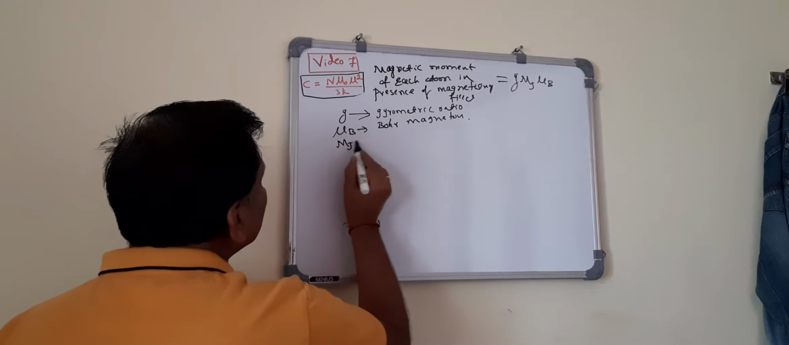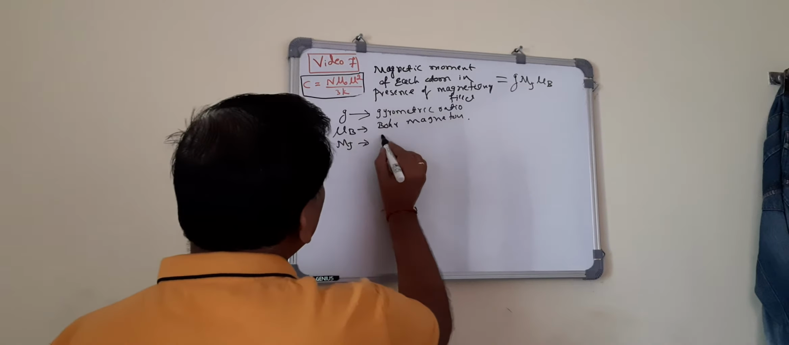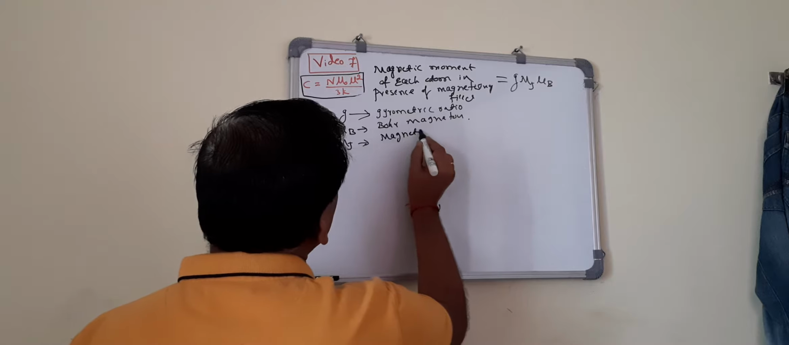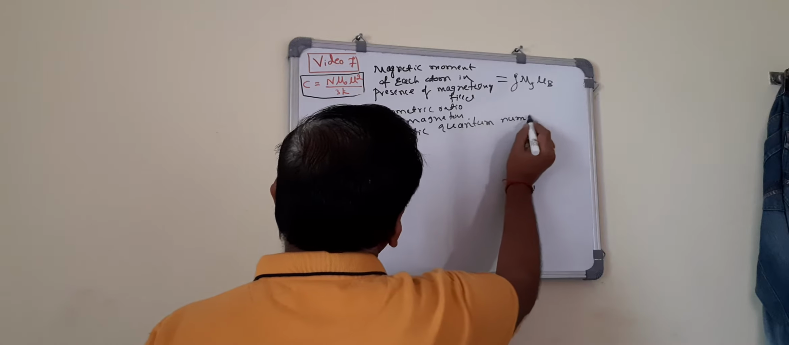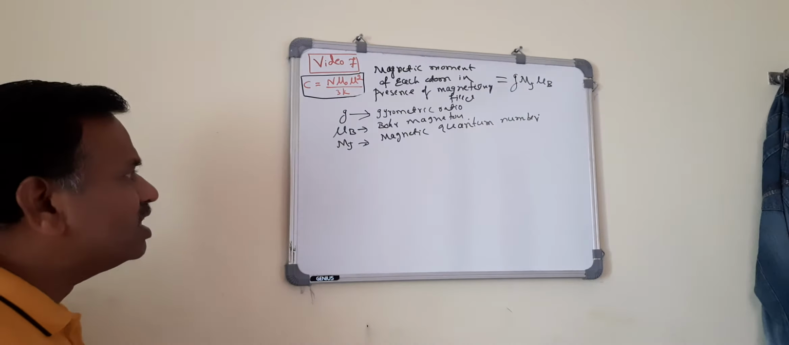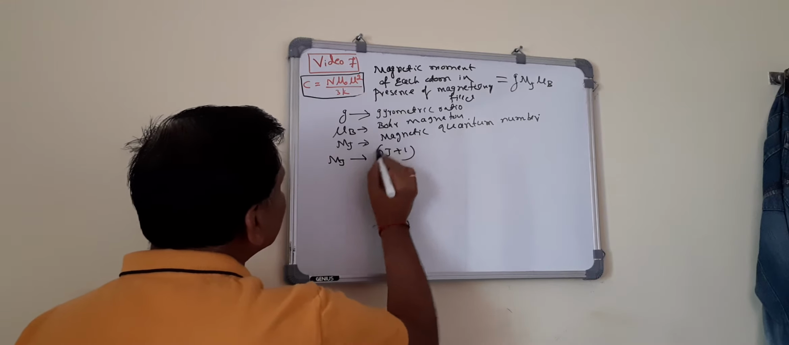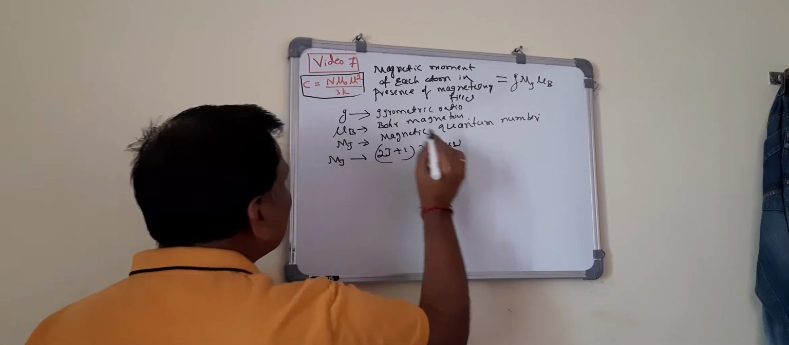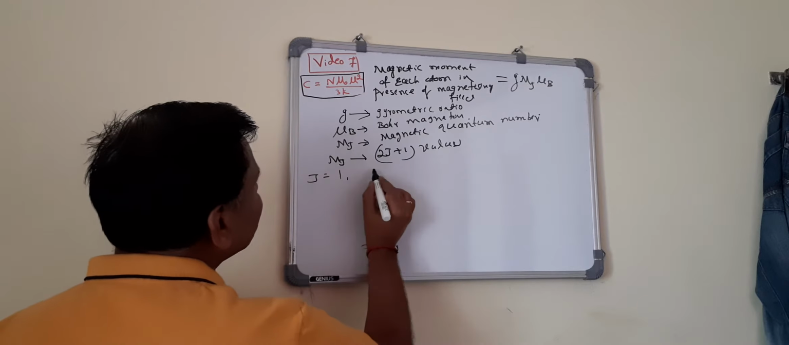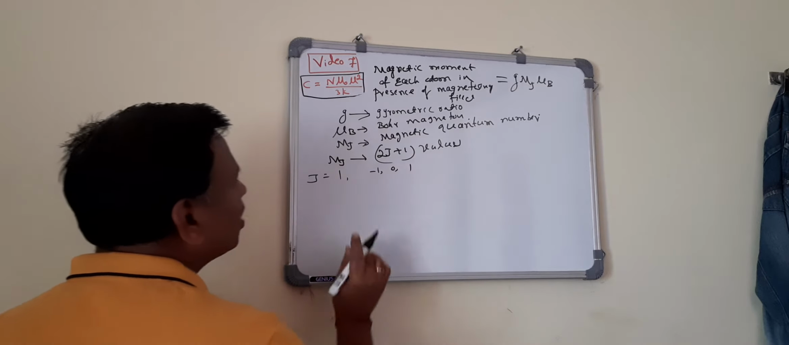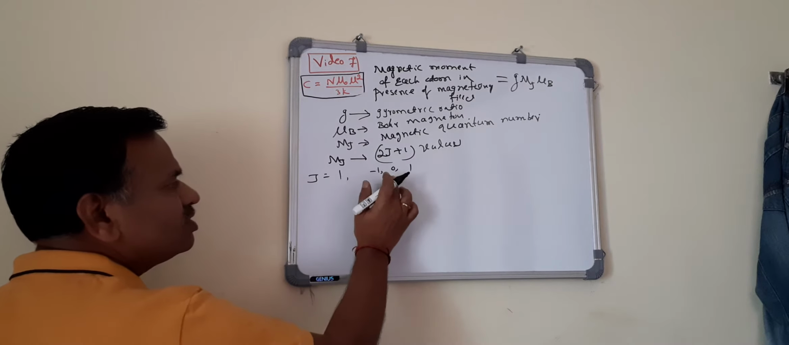What is mj? mj is nothing but the magnetic quantum number. This magnetic quantum number takes 2j plus 1 values. As already stated in the vector model, if j equal to 1, what are the possible values? Minus 1, 0, 1. That means 2 times 1 is 2, 2 plus 1 is 3. So the allowed states are minus 1, 0, 1.